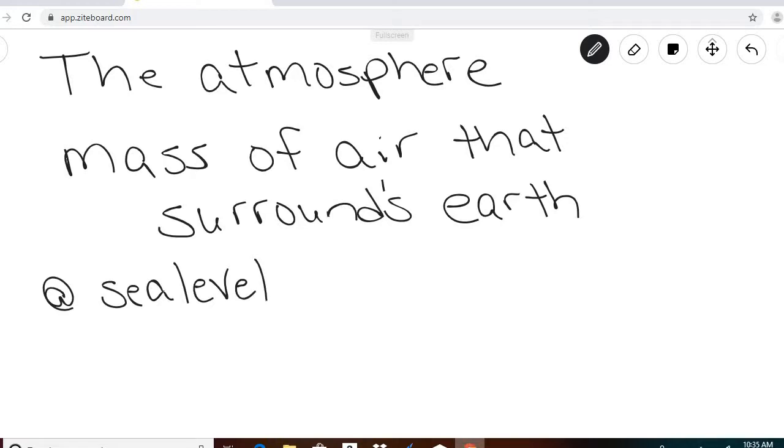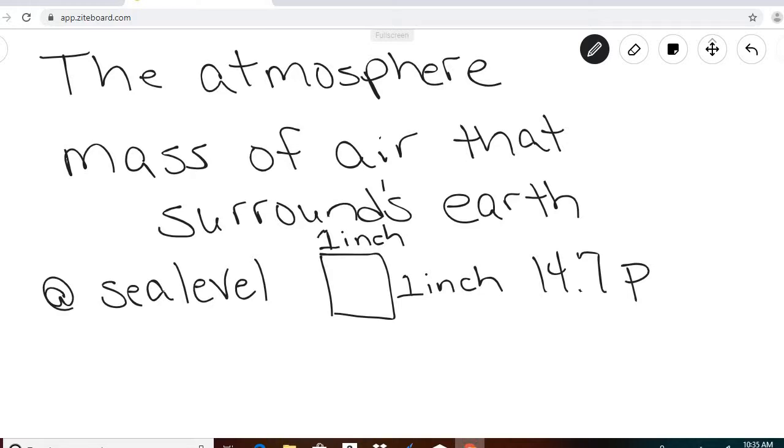if we were to take a 1 inch by 1 inch square area, I know it's not drawn exactly to scale, but 1 inch by 1 inch square. At sea level, there are 15.7 pounds of pressure on that 1 inch part of Earth. So every 1 inch by 1 inch section of Earth has that much pressure pressing down on it from the atmosphere.